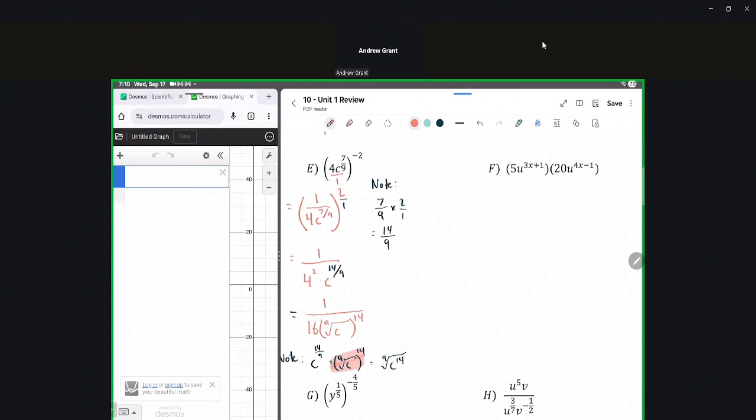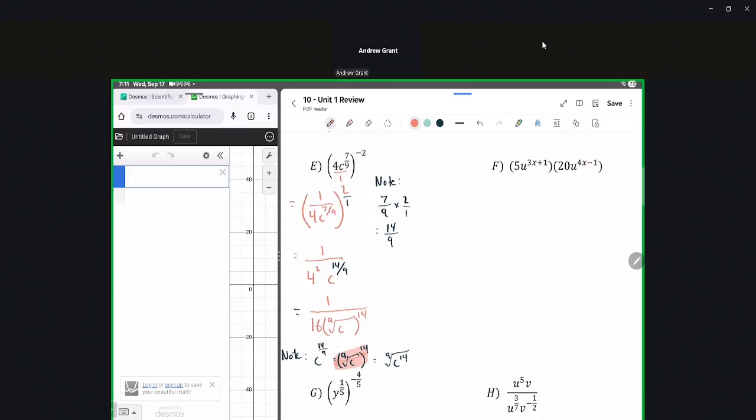So for f, we have 5u to the power of 3x plus 1. So recall that the entire exponent is 3x plus 1, multiplied by 20u to the power of 4x minus 1. So that means we can just add these exponents together.